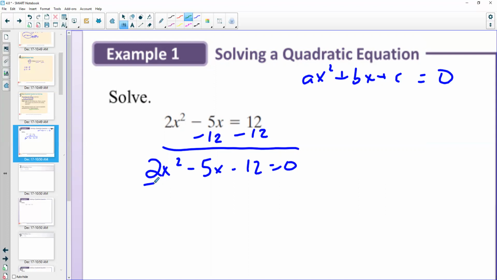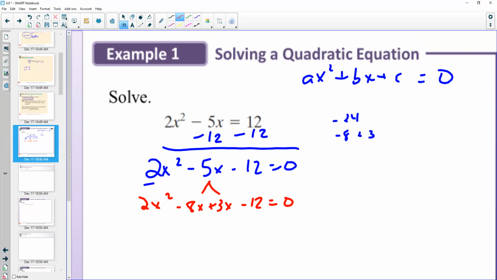So I'm going to do 2 times negative 12, which is negative 24. I need two numbers that multiply to negative 24 and add to negative 5. That would be negative 8 and positive 3, right? So now I'm going to rewrite my negative 5x as negative 8x plus 3x. And I'm going to put everything else back.